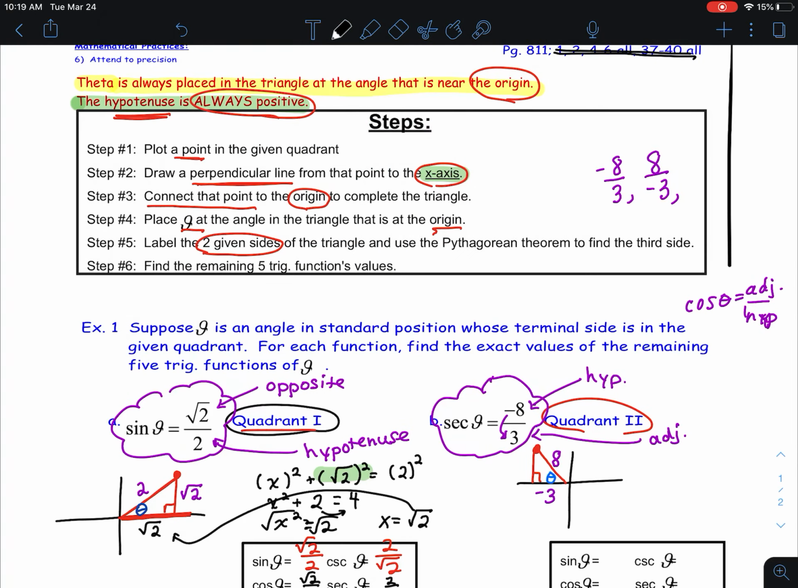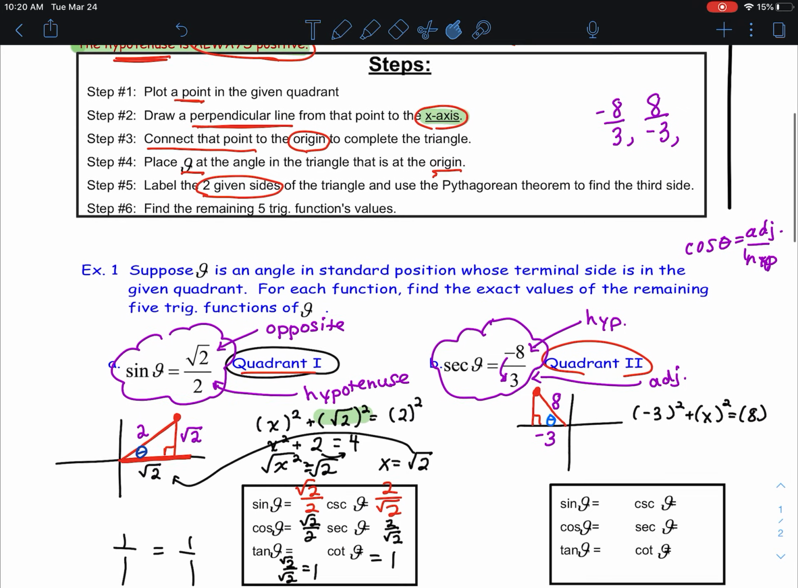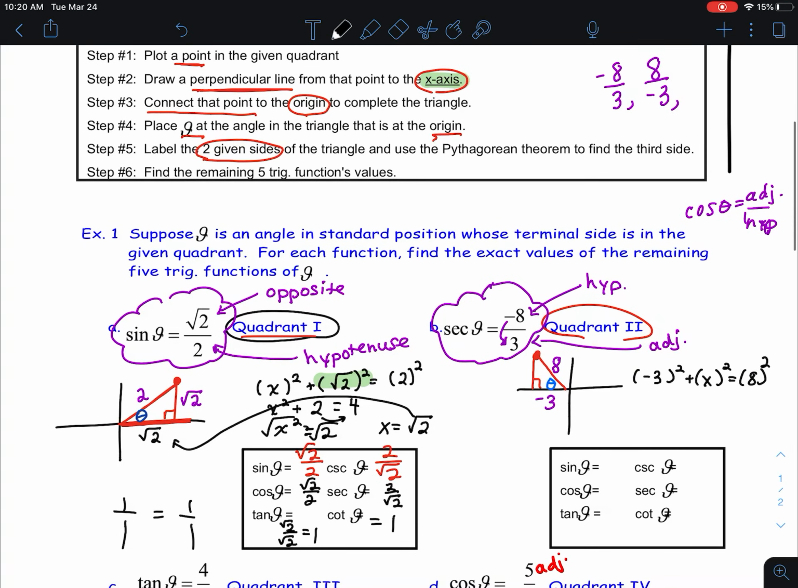Okay, so I'm going to go through and set up the Pythagorean theorem. Again, we're finding a missing leg. So we're going to set it up this way. That's squared. Okay, and then we're going to solve for this missing leg. It looks like we end up getting x squared equals 55. So the missing leg is square root of 55.